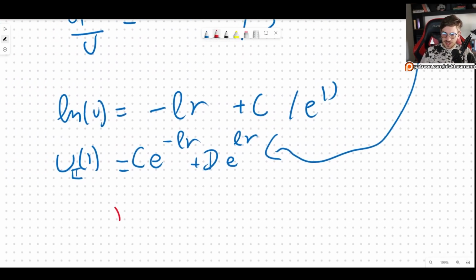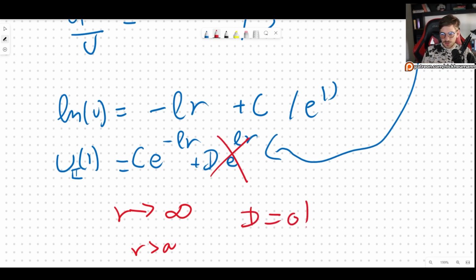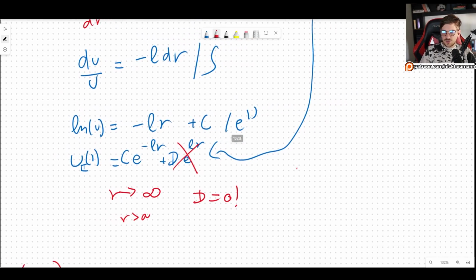Why? Because R can go all the way to infinity in this region, right? We're in the region where R is greater than A. So it can go all the way to infinity, and in that case, this blows up. You cannot normalize your wave function. So for that reason, D has to be equal to 0. Okay, it has to be equal to 0. All right, so that simply means that this thing goes away, and this is our wave function.